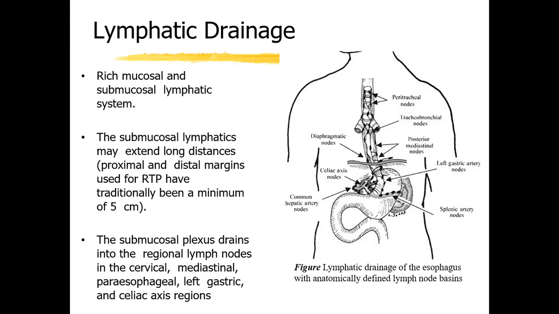The submucous plexus drains into the regional lymph nodes, that is the cervical, mediastinal, paraesophageal, left gastric, and celiac axis. So you see, it may involve the neck lymph nodes, it may involve the mediastinal lymph nodes, or it may involve the abdominal lymph nodes.